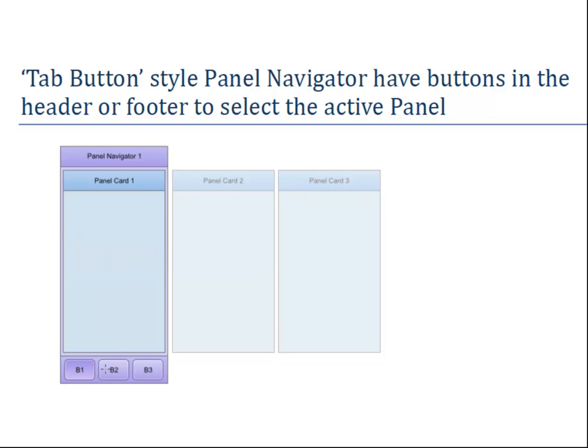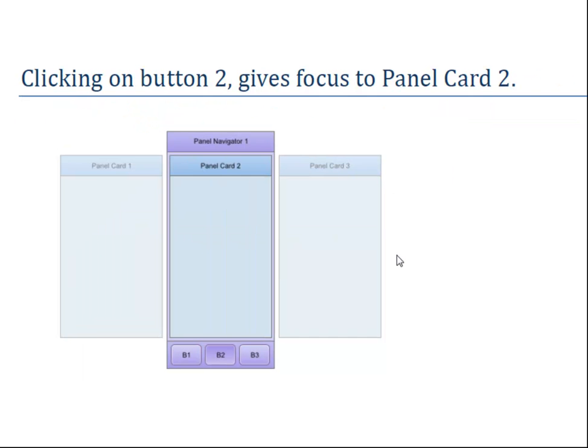Instead, you can see now we've placed buttons in the footer of the panel navigator. These buttons could just as easily have been placed in the header of the panel navigator, and now the buttons control which panel is going to be visible. So currently button 1 is pressed, and therefore panel card 1 is currently being viewed. But if we now go to the next slide, we can see now that when button 2 is pressed, then panel card 2 comes into view. So you can have obviously as many panel cards as you want, and then for each panel card there would be a corresponding button to control the visibility of that particular panel.